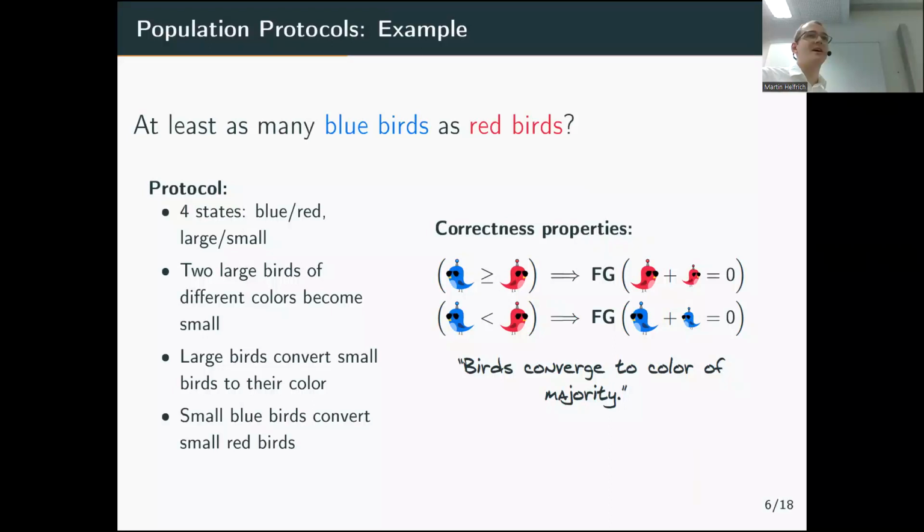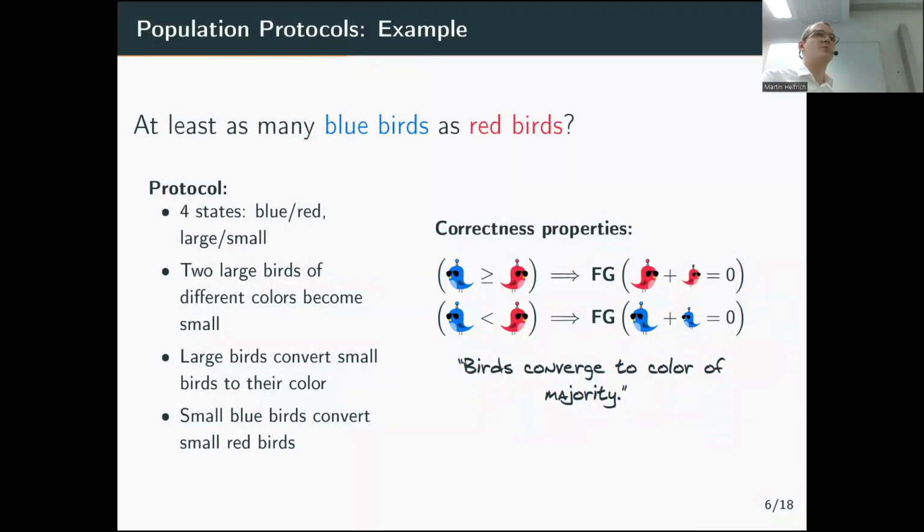In this example, we had 5 birds. There might be 10, a million birds. We don't know. It has to work all the time. And what I actually want this protocol to do is these 2 properties you see here, the correctness properties on the board. The first property basically says, if there are initially at least as many blue birds as red birds, then eventually we reach a situation where there are no more red birds at all, forever.